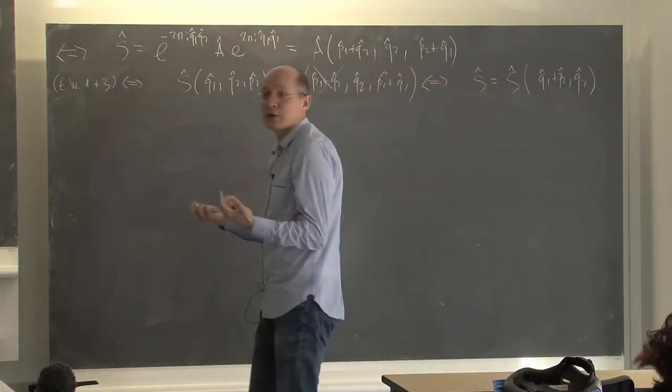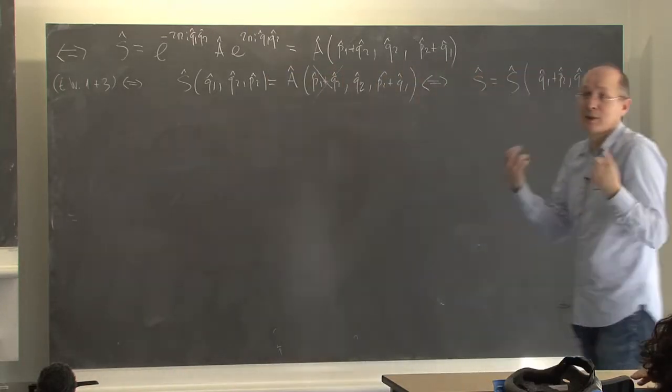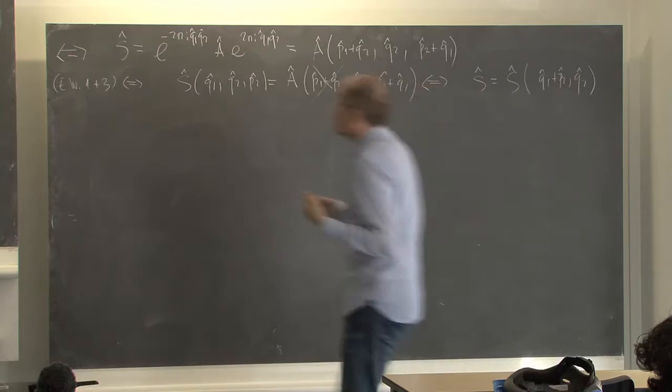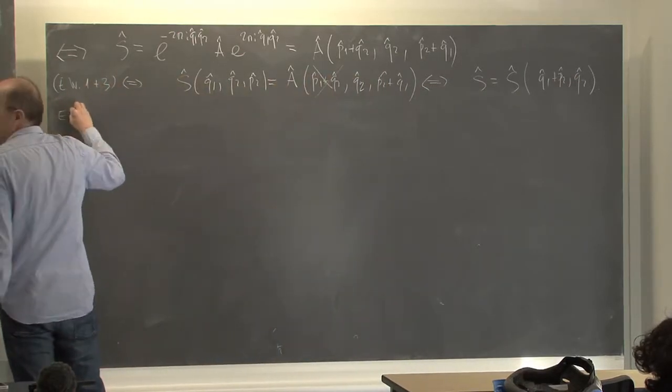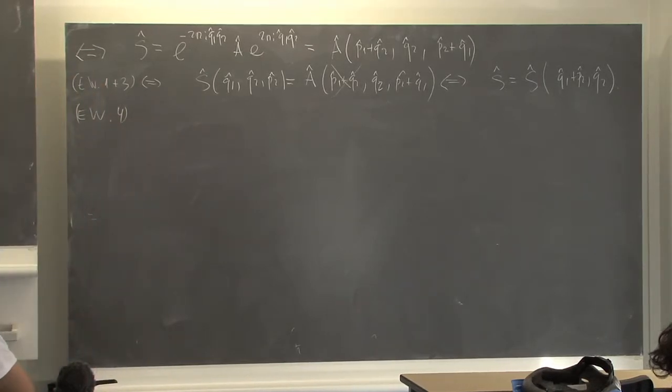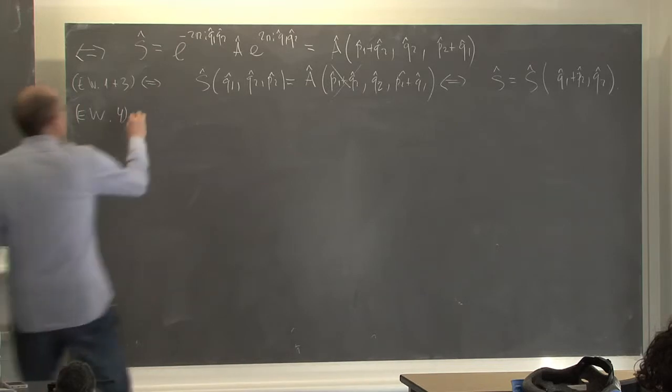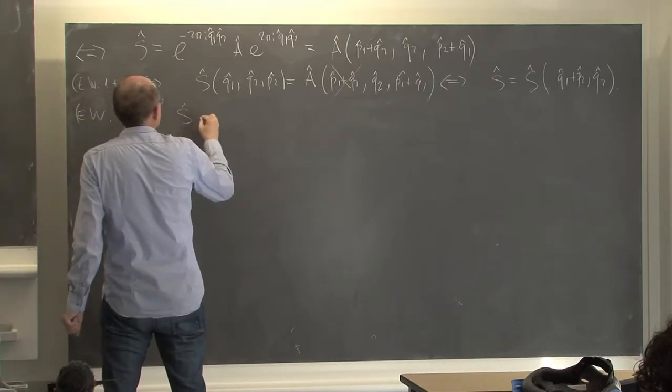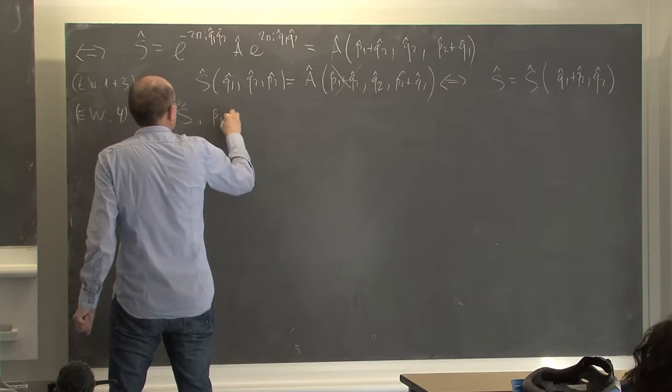Okay, so we used two equations. We reduced the number of arguments by 2. And then we go on. We have one more simple equation, EW.4. So what is it? EW4 is equivalent to S commuting with P1 hat plus P2 hat.